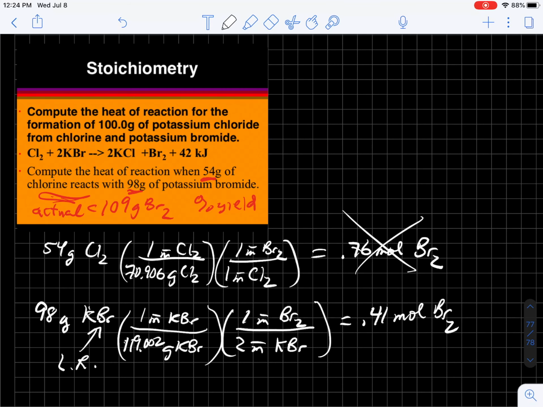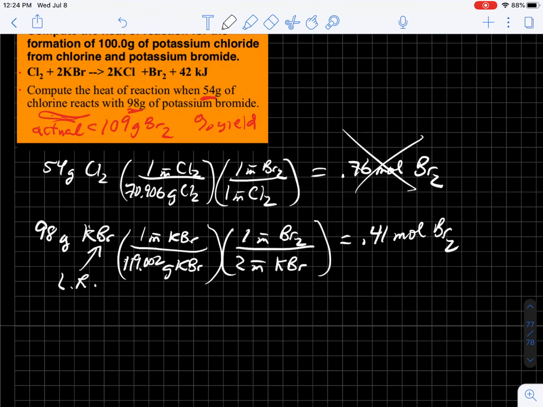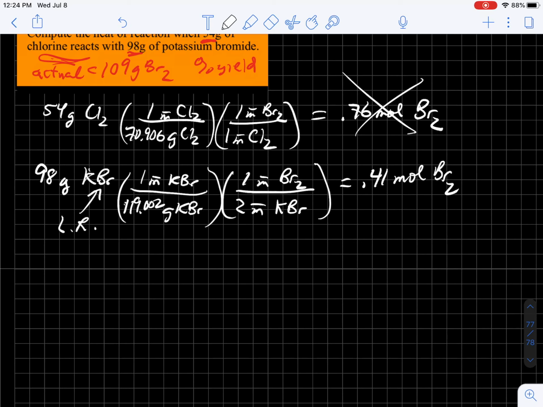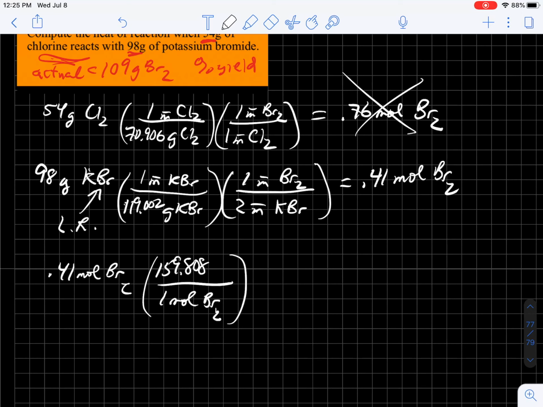All right, so that means this 0.76 does not happen. The 0.41 does, and our potassium bromide is considered our limiting reagent. Okay, well, let's see how much bromine we actually get from that. 0.41 moles of bromine, and we're going to convert that to grams. So for every 1 mole of bromine, take the mass of bromine, 79.904, multiply it by 2. I'm going to get a yield over 100%.